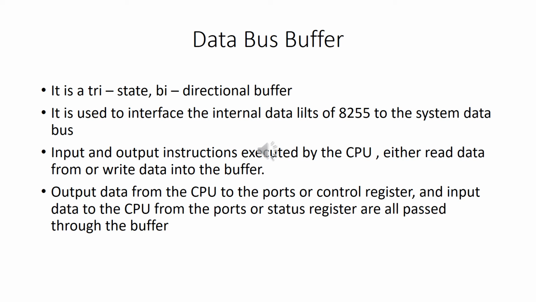Now let us see what is meant by the data bus buffer. It is a tri-state bidirectional buffer. Bidirectional indicates that you can read or write into the same buffer. It is used to interface the internal data of 8255 to the system data bus. Input and output instructions executed by the CPU either read data from or write data into the buffer. The output data from the CPU to the ports or control register and input data to the CPU from the ports or the status register are all passed through the same buffer.